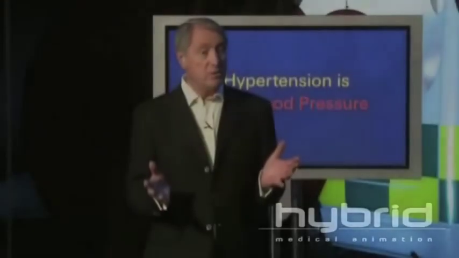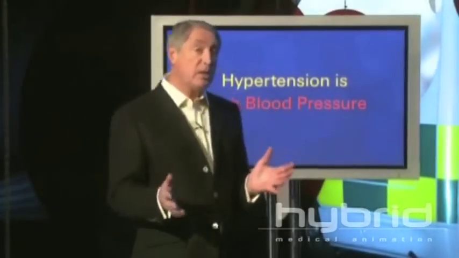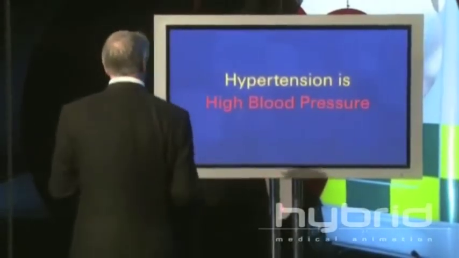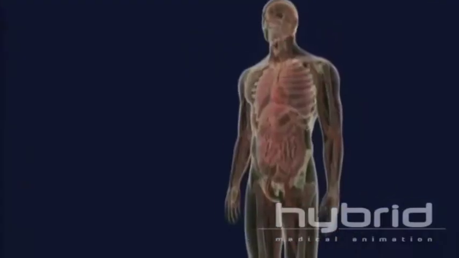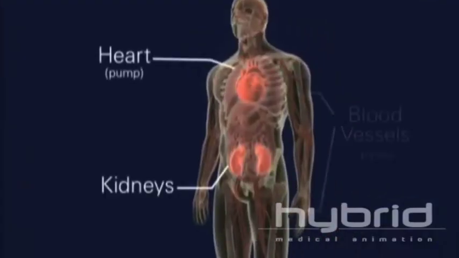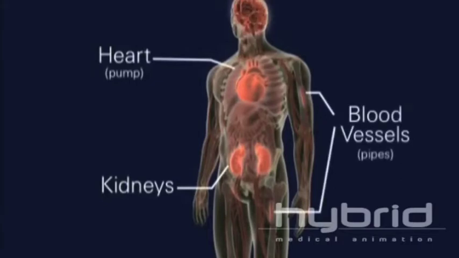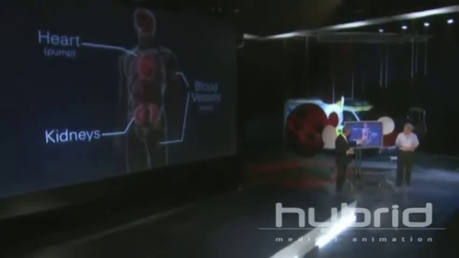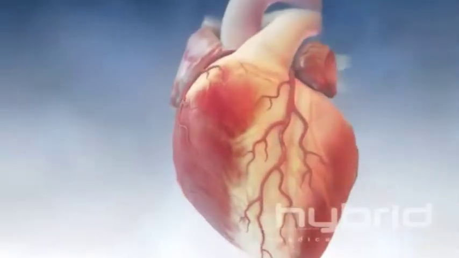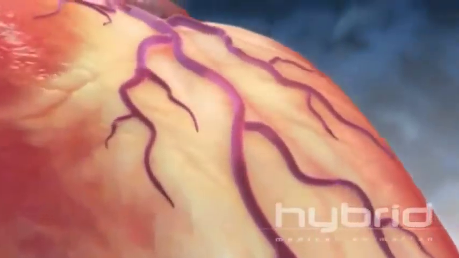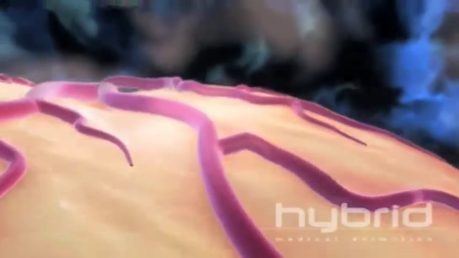To talk about hypertension, we need to look at the normal circulation and normal blood pressure. Now, the circulation consists of a pump, the heart, which is pumping blood through a series of pipes, the arteries, delivering oxygen and nutrients to the tissues, such as the kidneys and the brain, and a second series of pipes, the veins, takes blood back to the heart and the lungs, completing the circulation.